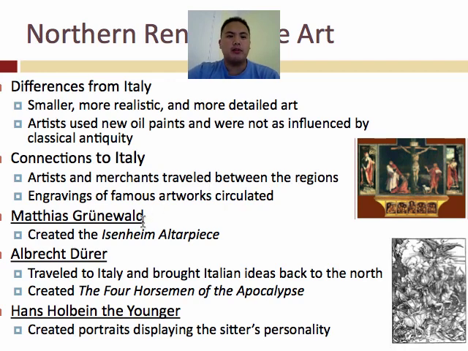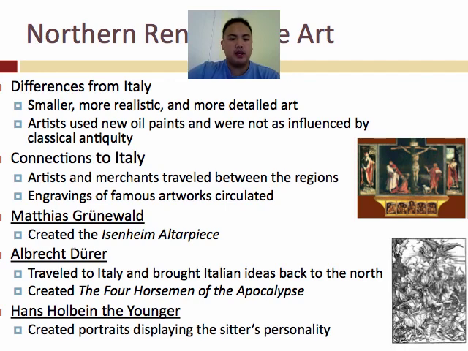Three of them that you want to know about from the Northern Renaissance art period. We got Matthias Grunewald. He created the Isenheim Altarpiece. Albrecht Dürer, he traveled to Italy and brought Italian ideas back to the north. And he created the Four Horsemen of the Apocalypse. And lastly, Hans Holbein the Younger created portraits displaying the sitter's personality.